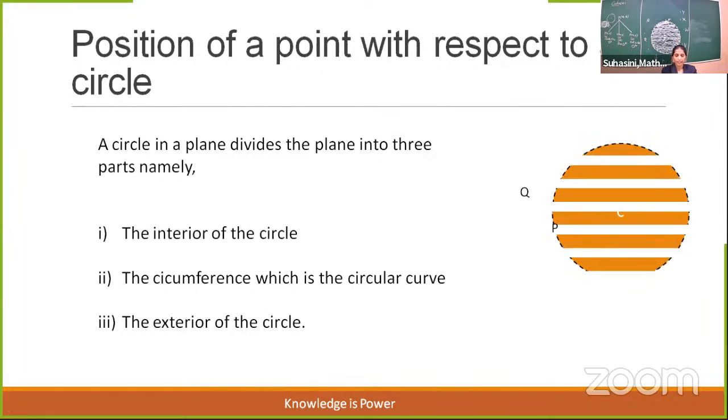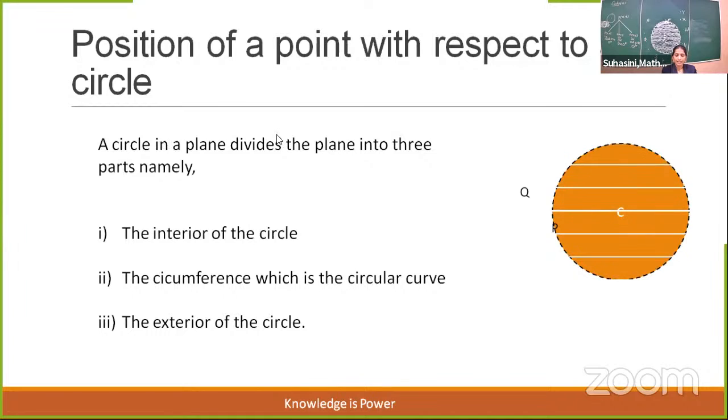So here comes the shading, which is the interior part of the circle. C is the center, which is inside the circle. The point P is on the circumference of the circle, and Q is in the exterior plane of the circle.